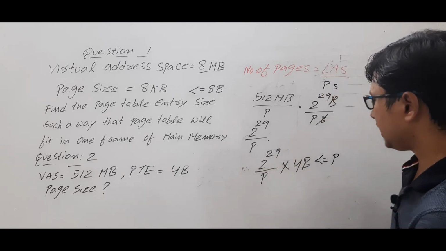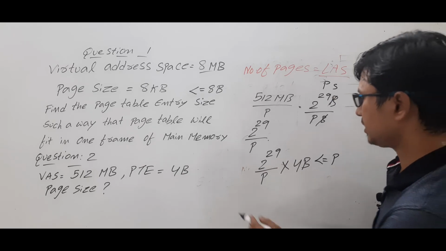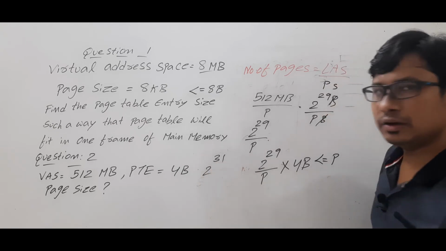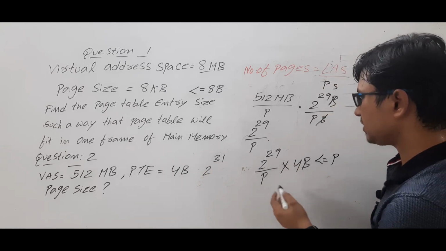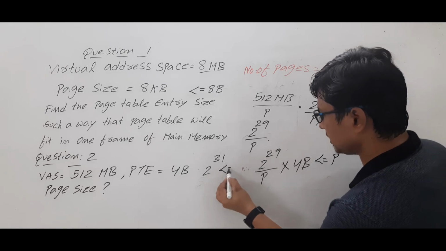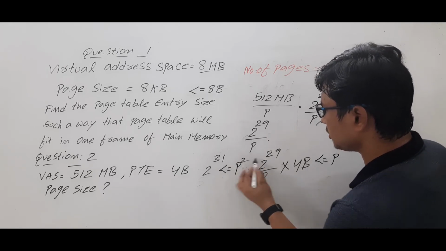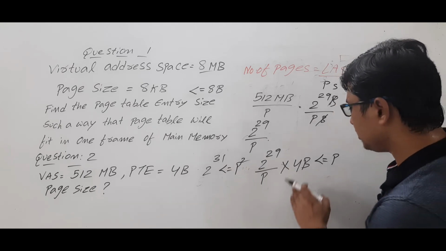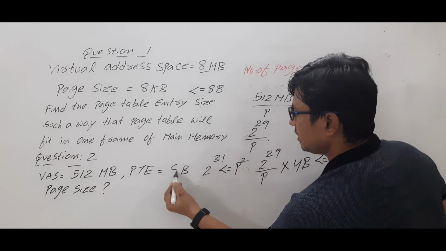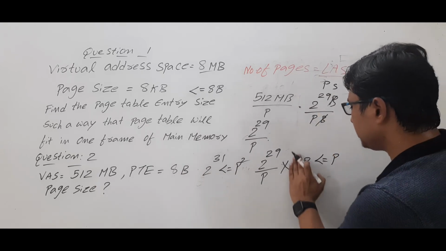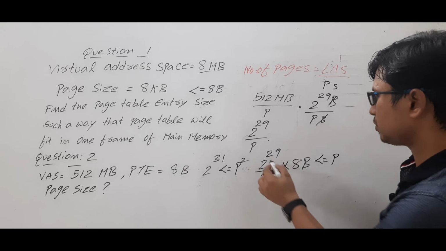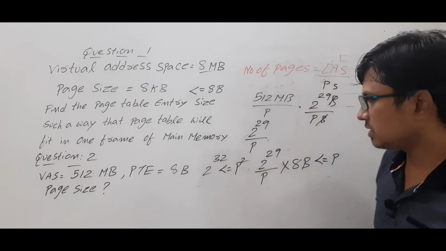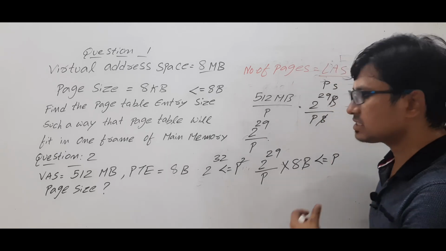2 power 29 into 4 bytes, which will be how much? 2 power 31. Are you able to understand? If we keep 31, it will not fit anywhere. It will be less than or equal to P square. 31 will not be exactly divided by 2. So what I will do, instead of 4 bytes, I will consider it as 8 bytes. Are you able to understand? So 2 power 29 into 8 will be 2 power 32. Is it clear? 2 power 32 is less than or equal to P square.